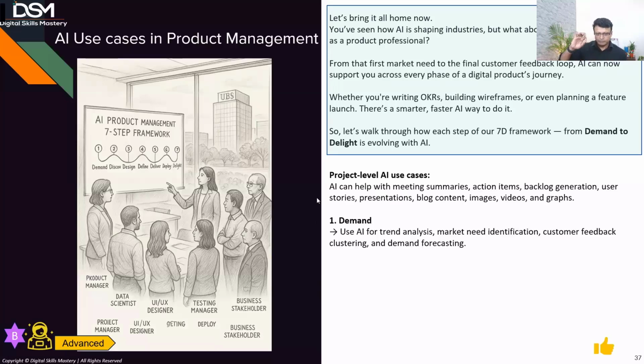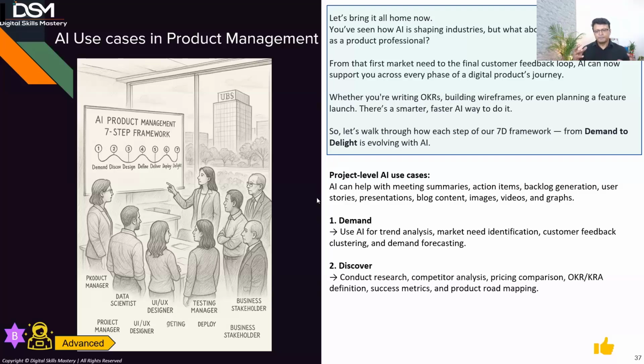So at a project level, I'll give you an example. When you're in the demand phase, you have seen the diagram that we had shown you. You could use AI for trend analysis, market need identification, customer feedback clustering, demand forecasting, and something we teach in AI PMC called AI trend scanning. So this is something you can do using AI tools in your demand phase.